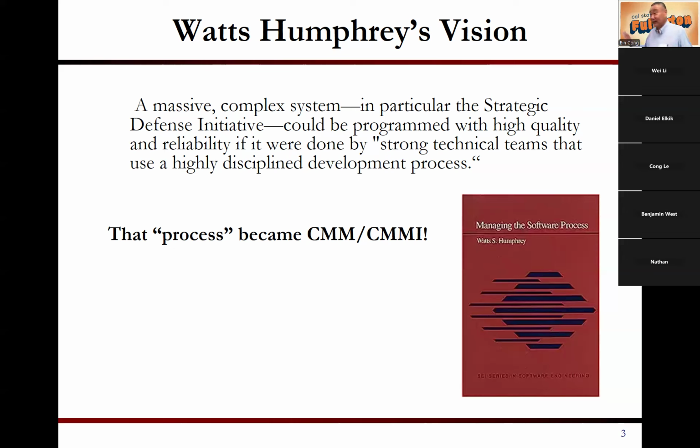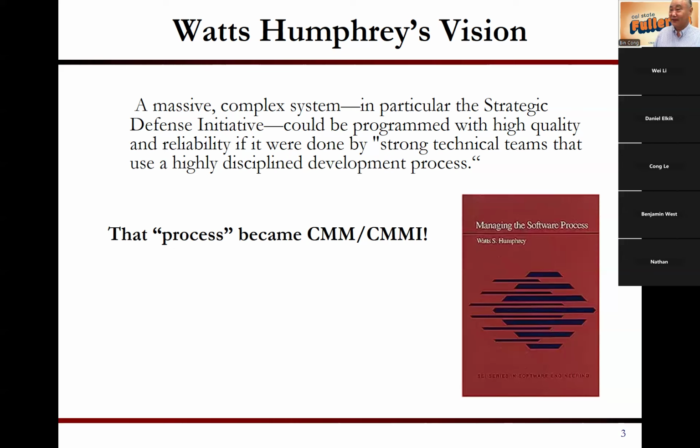Particularly quality. Can we trust what we develop? And Humphrey said software could be programmed with high quality and reliability. Two conditions are needed. Number one, we need a strong technical team. That's always priority number one. No process, no technology can replace a strong technical team. And second, use a highly disciplined development process.